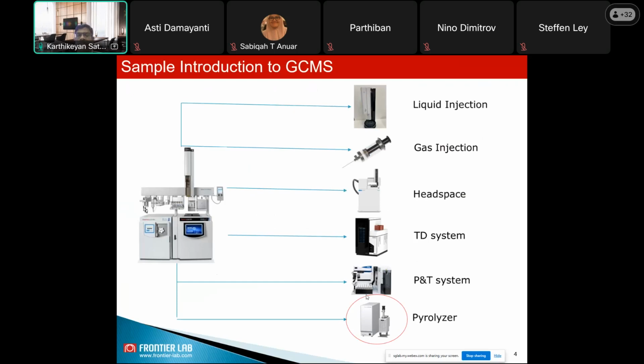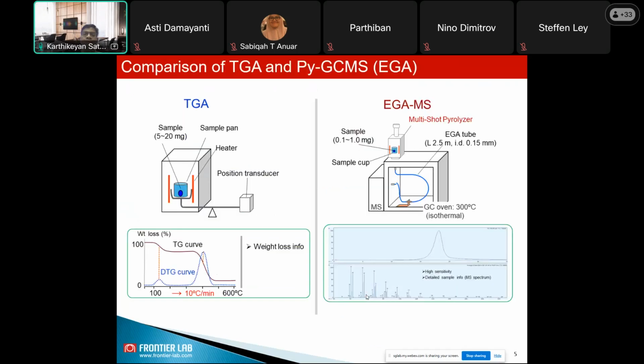Solid samples can be analyzed directly, and samples which are not volatile in nature can also be analyzed with this pyrolyzer, because the pyrolyzer can treat the sample at high temperature and thermally crack it to make it volatile for the analysis.